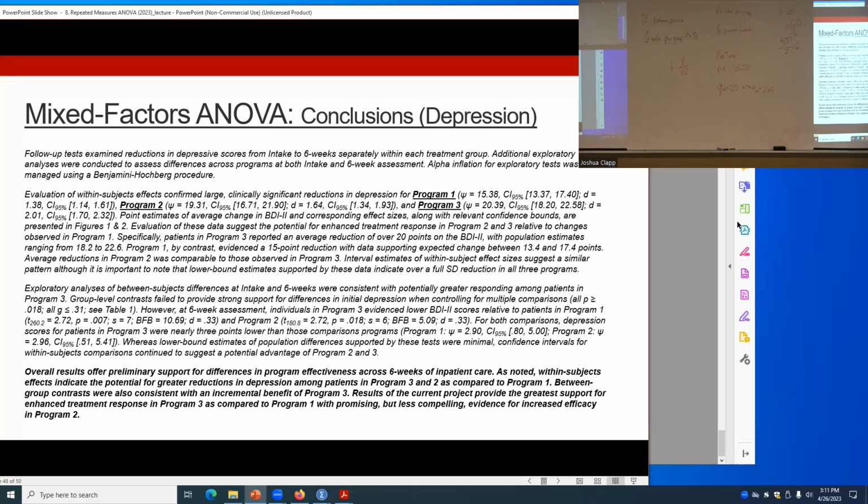Interval estimates for the within-subject effect suggest a similar pattern, although it's important to note that the lower bound estimates supported by these data are a full standard deviation reduction across all programs. So it's me trying to say, hey, this is what we've got going on. Maybe a slight improvement in this program relative to the other two. This is what that looks like, but overall, huge reductions for everybody.